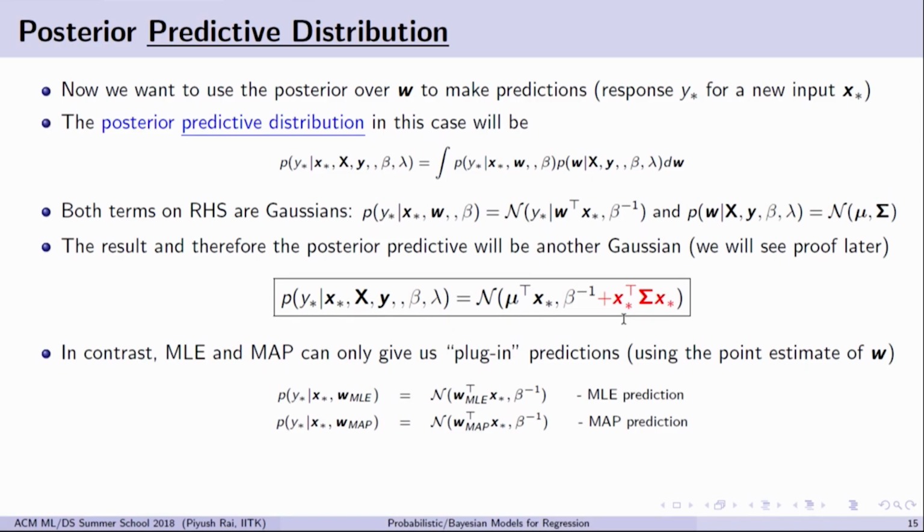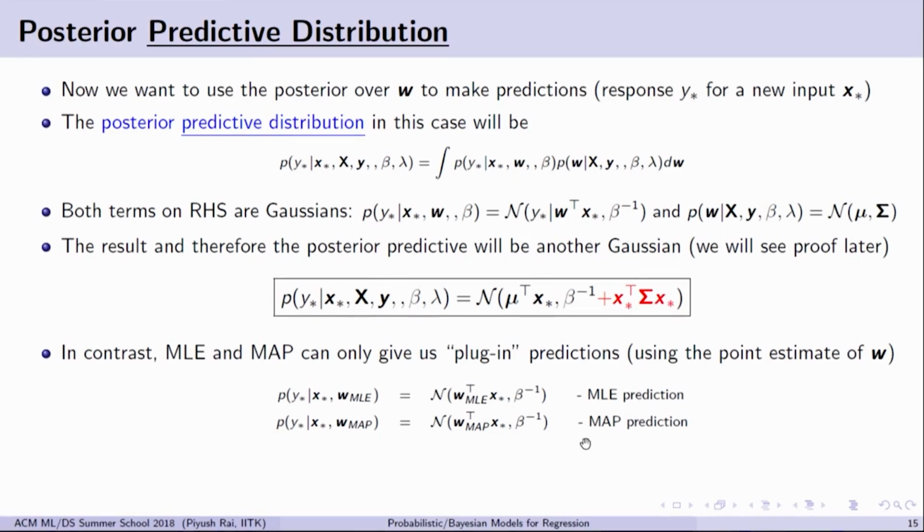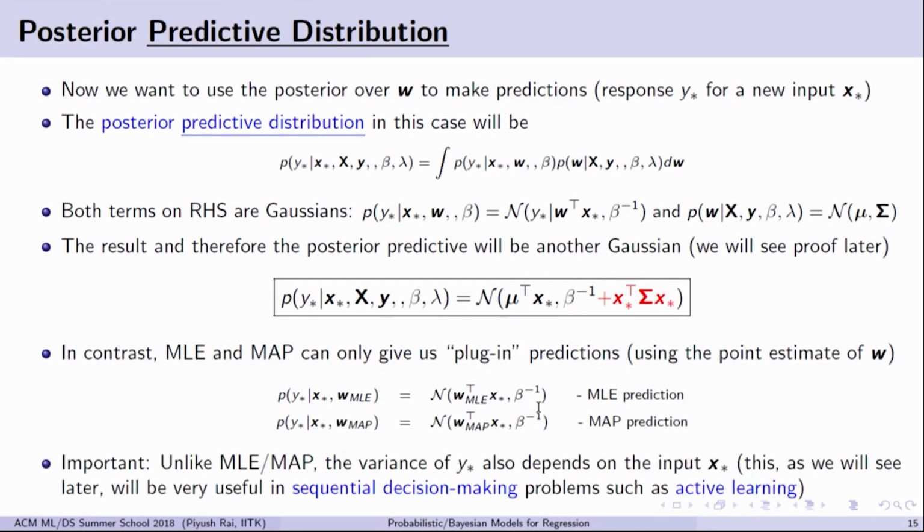So it's important in two ways. First of all, now the variance is input dependent. The other is that the variance is more as compared to the MLE variance, and it makes sense because W itself is uncertain, right? So uncertainty in W translates into uncertainty in the prediction. In the MLE or MAP case, there is no uncertainty about W, which is why there is no factor associated with that part. Okay, so I think that is the point I was making.